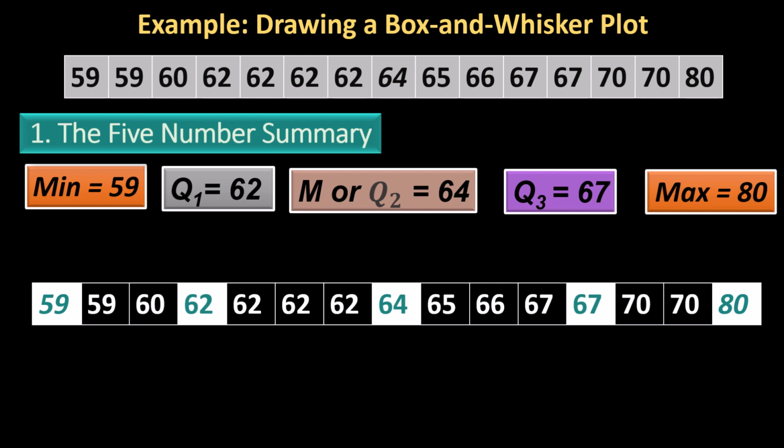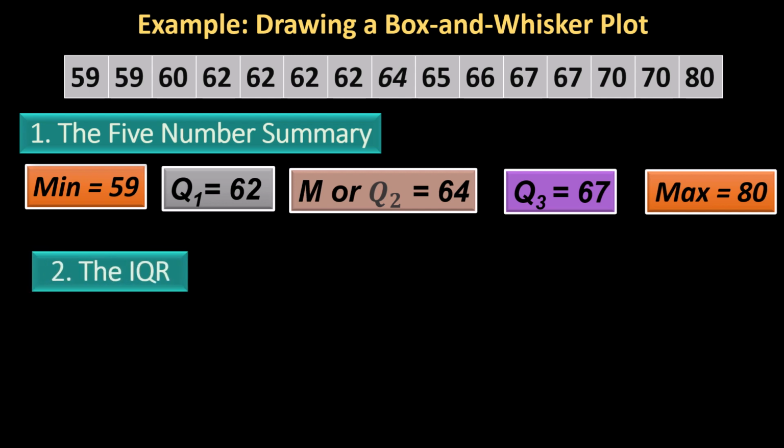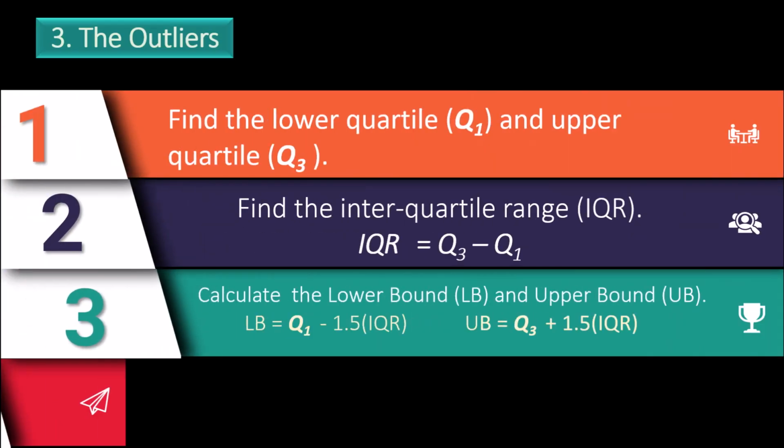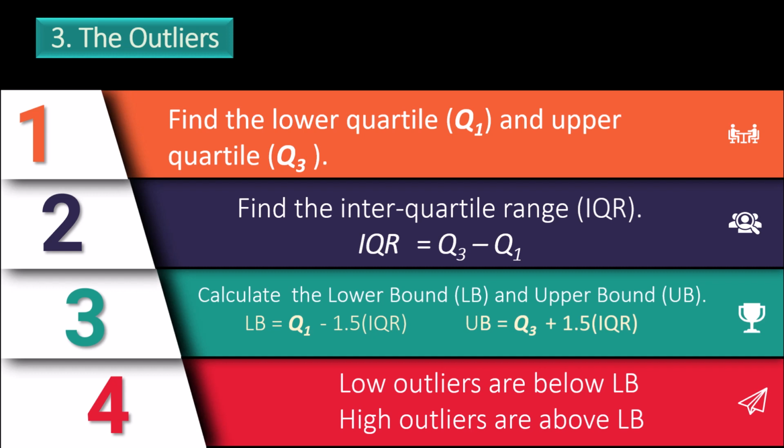Then let me find the IQR. What is the IQR? Q3 minus Q1. So we can plug in the numbers, and that is 5. Okay. Now the third step, outliers. We know the IQR already. Therefore, we can skip steps 1 and 2, as we already finished them. Then go to step 3.